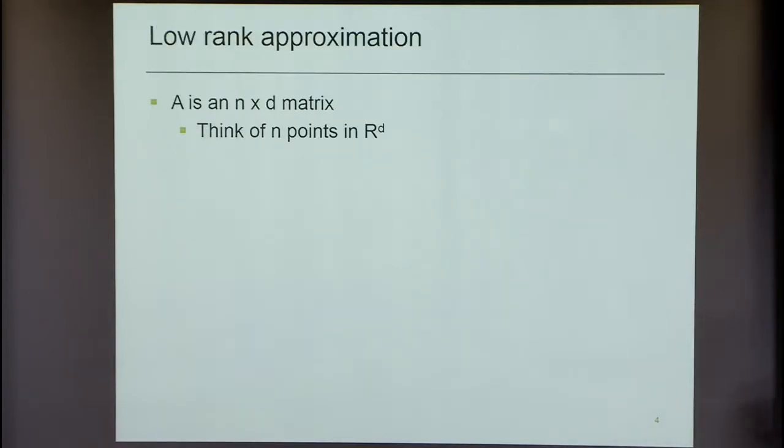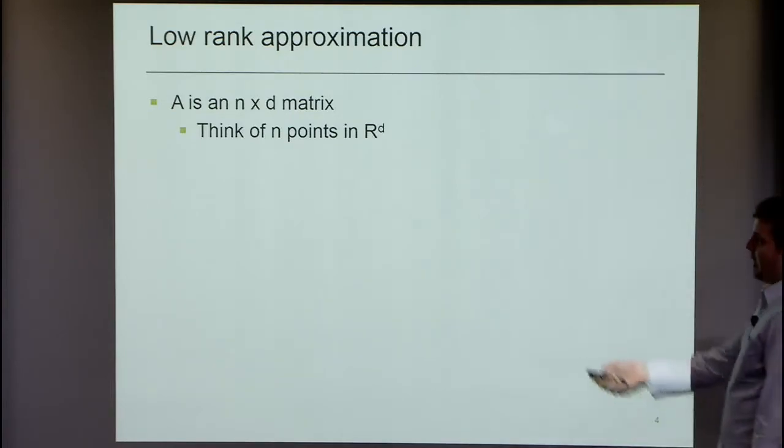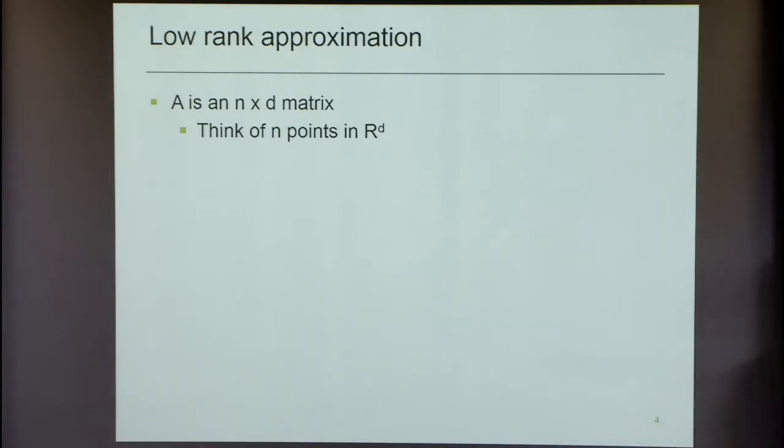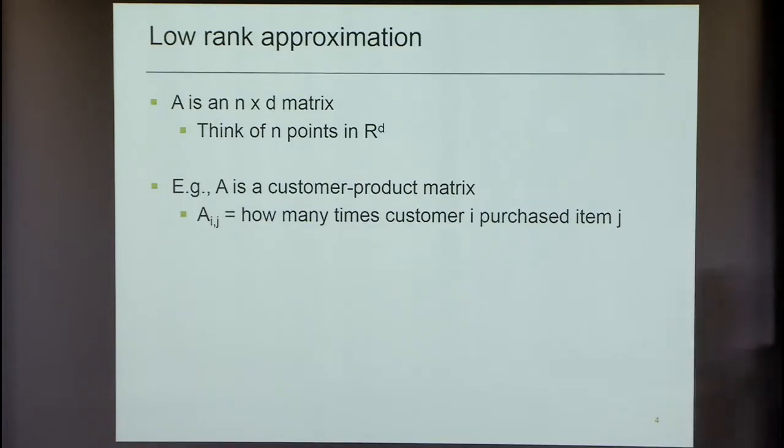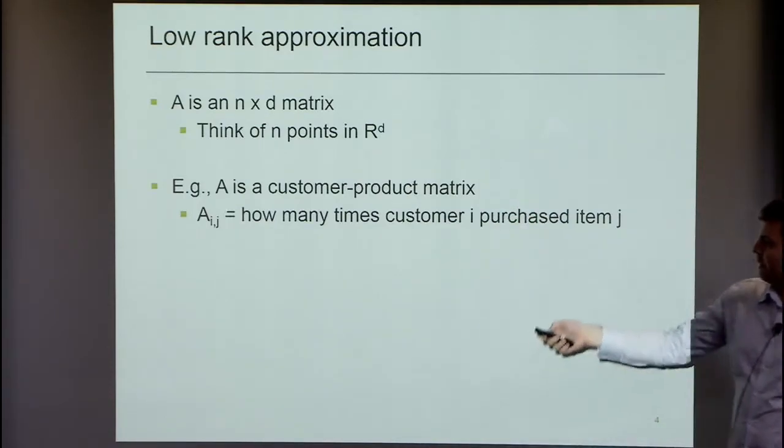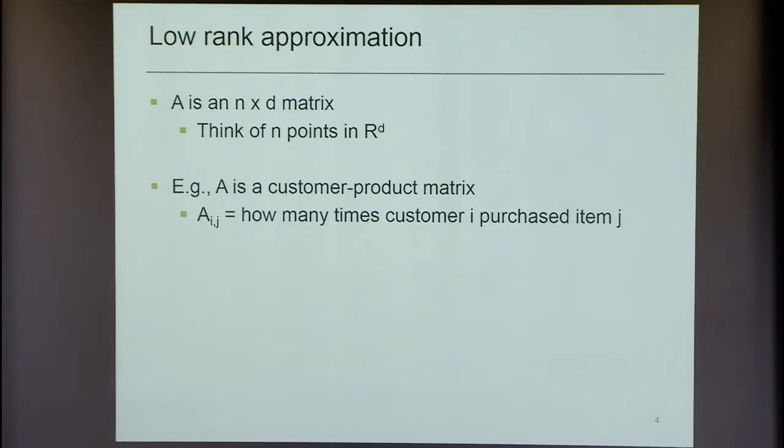Okay. So let me just go over low-rank approximation. You're given an n by d matrix A. And think of the n rows of A as being points in R^d. For example, A might be a customer product matrix, and A_ij might indicate how many times customer i purchased item j.